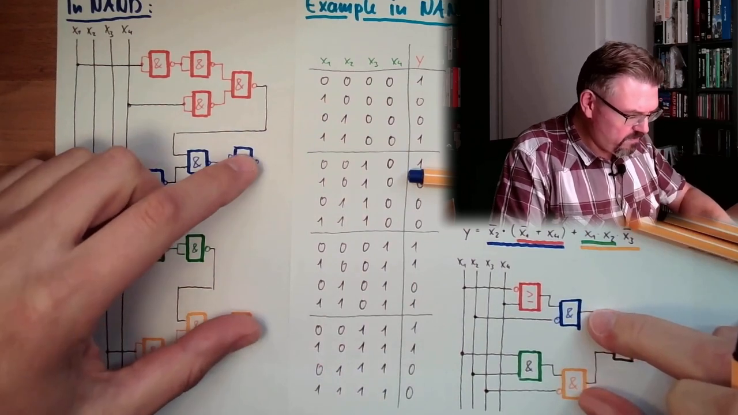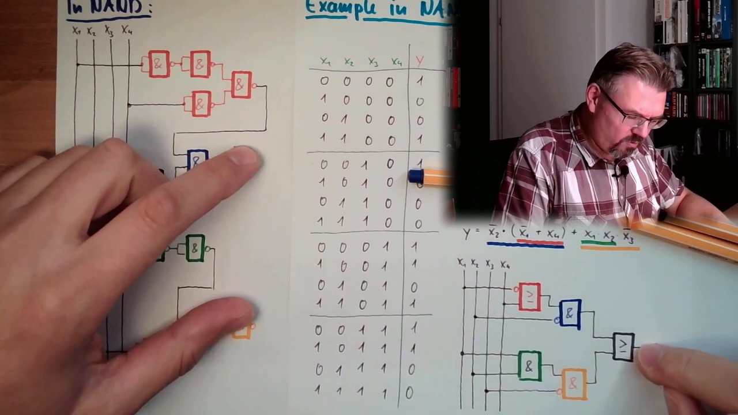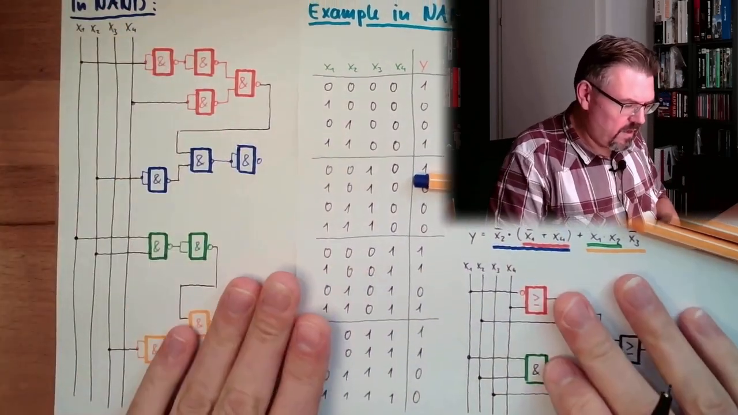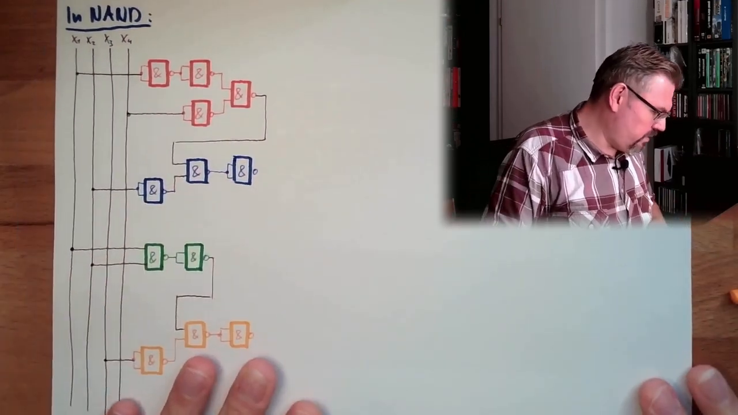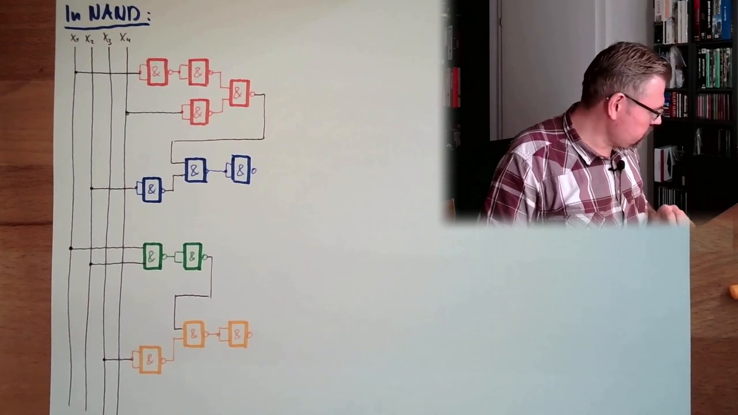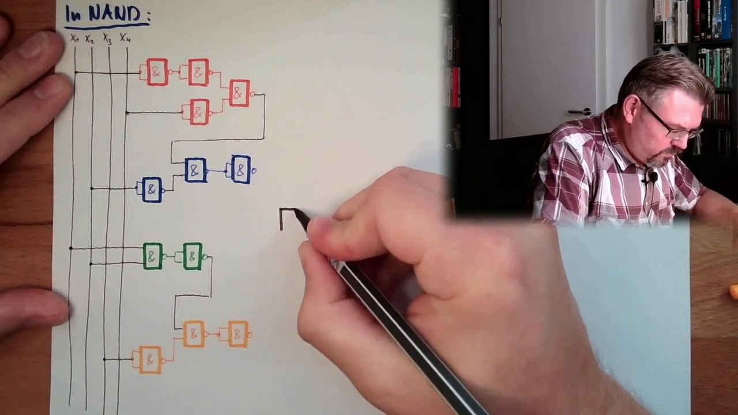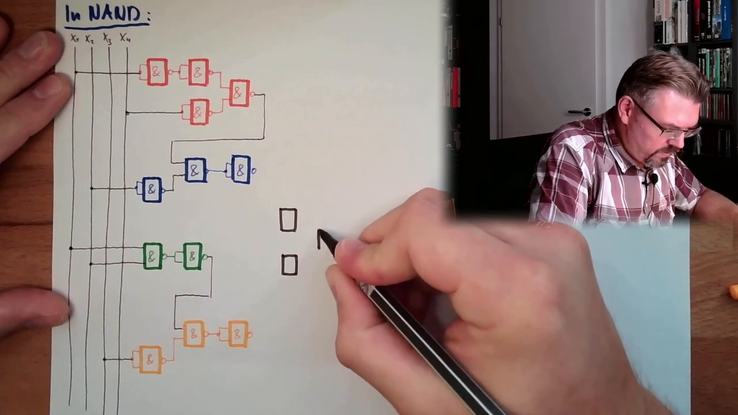And the only thing missing now is that OR. Yeah? We still need that OR, and an OR in NAND we already had. This is an OR in NAND. And I will place this now here, get rid of this. Now we know we only need an OR. And, well, let's have a look. We need one NAND, another NAND, a third NAND.